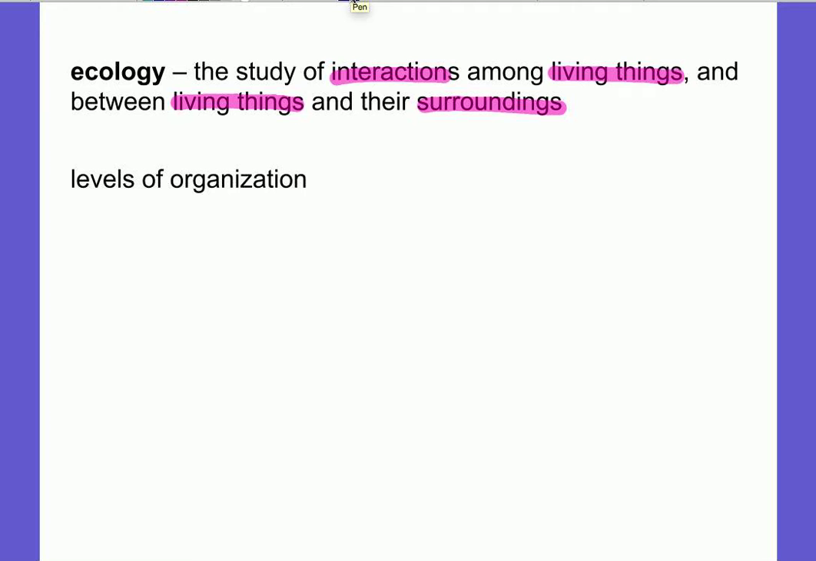So we have to start out with some levels of organization. You have kind of a template in your notes already. But we're going to start out with an organism. Remember, that's an individual living thing. And a group of organisms, right? A group of the same kind of living thing that live together would be a population. But then there's the next step up where you have more than one different kind of living thing that all interact together in a community.